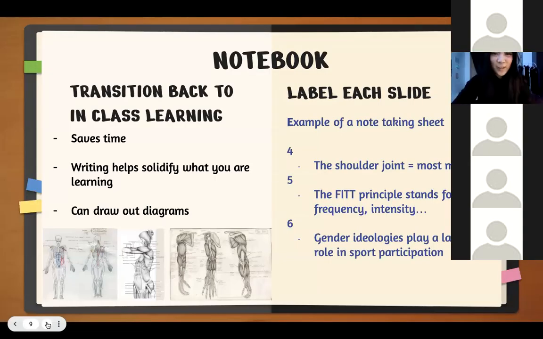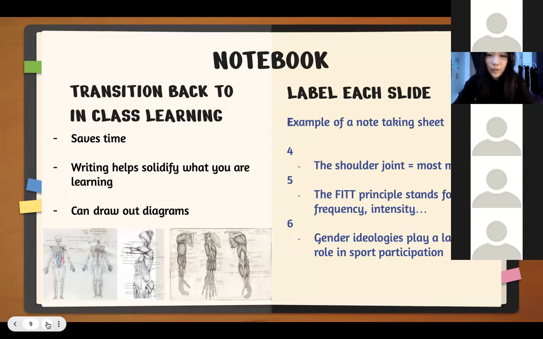Hi guys, so this is note taking with a notebook. As you know, as we transition back into in-class learning, using a notebook to write your notes may be extremely helpful. If you look to the right here, there's a sample of how to label your notes in accordance to the slide number. This way you can refer to your notes with each corresponding slide and therefore write everything that is not written down.